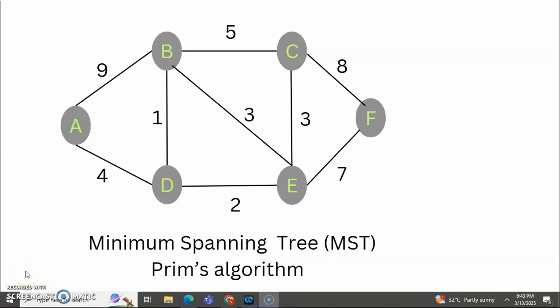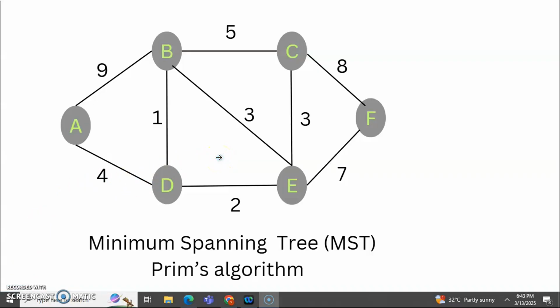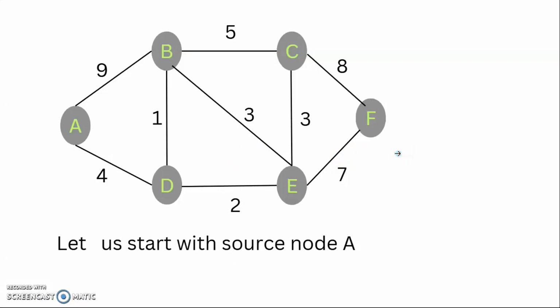Let us see the application of Prim's algorithm to find the minimum spanning tree of a graph. Consider this graph. Now we are going to apply Prim's algorithm to find the minimum spanning tree of this particular graph. So what is the first step? We have to start with the source node. So here we are starting with the source node A.